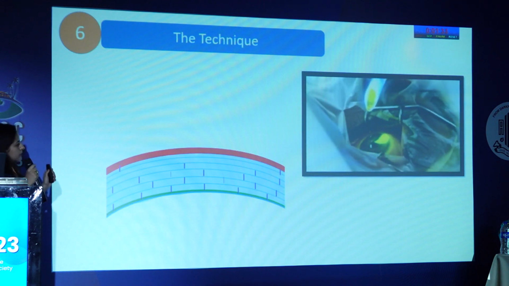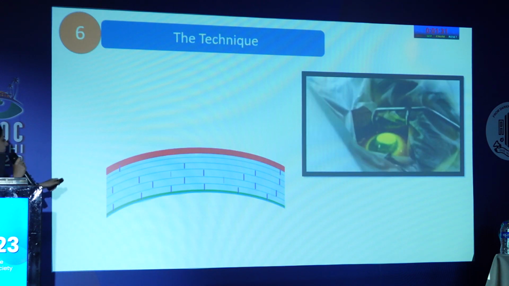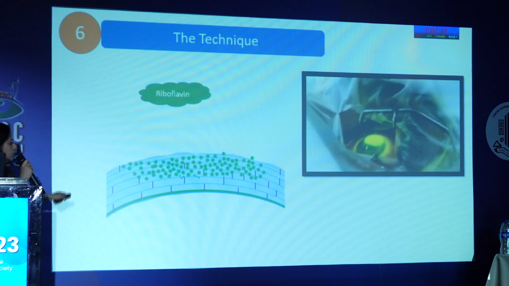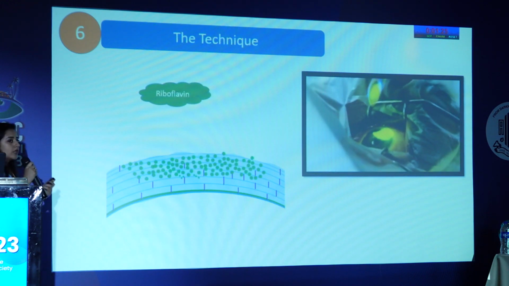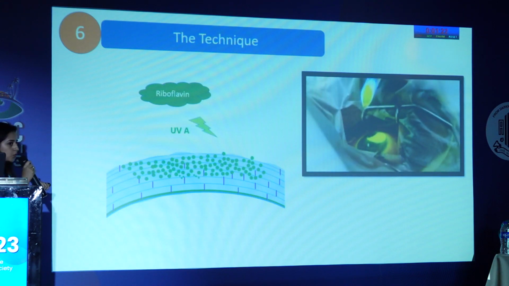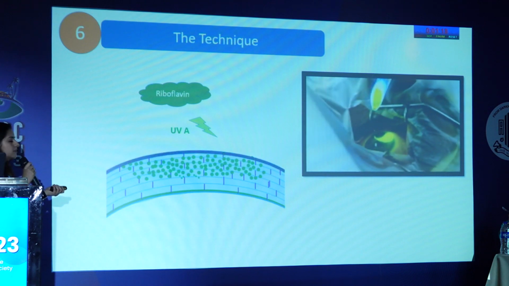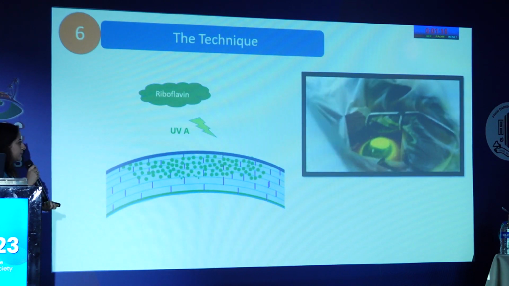So, a brief slide about the technique. This is the cornea. First, the epithelium is removed. We inject riboflavin. The photosensitizer is now in place. What next do we need? Of course, light, UVA light, which will create the cross links, and the process ends with placement of a PCL.